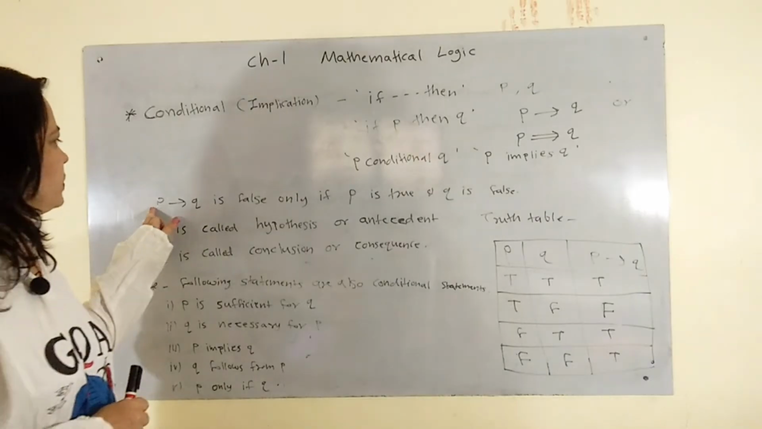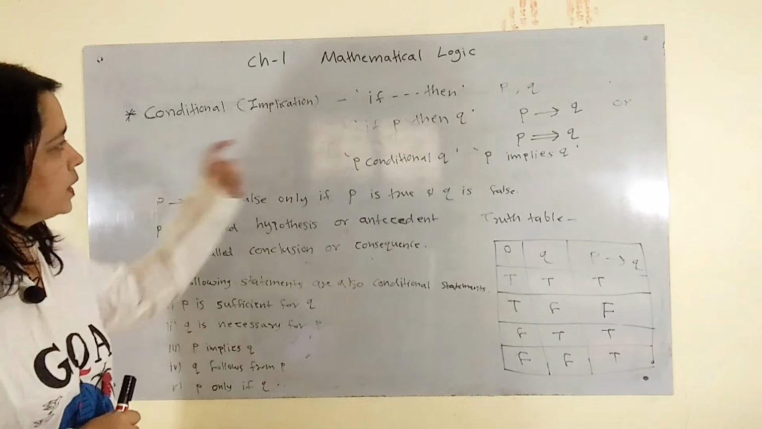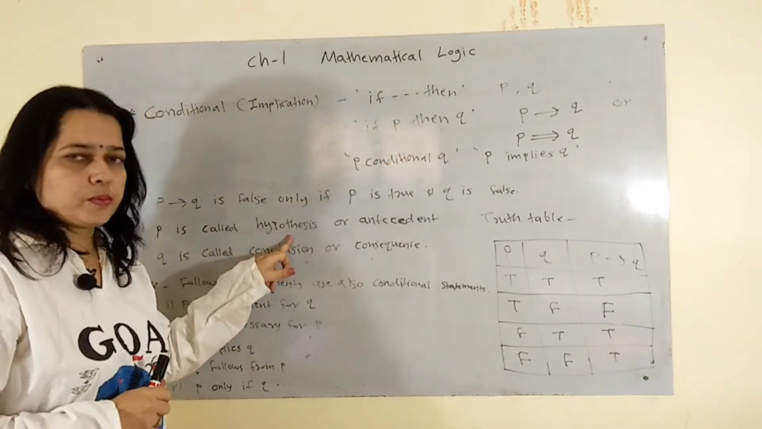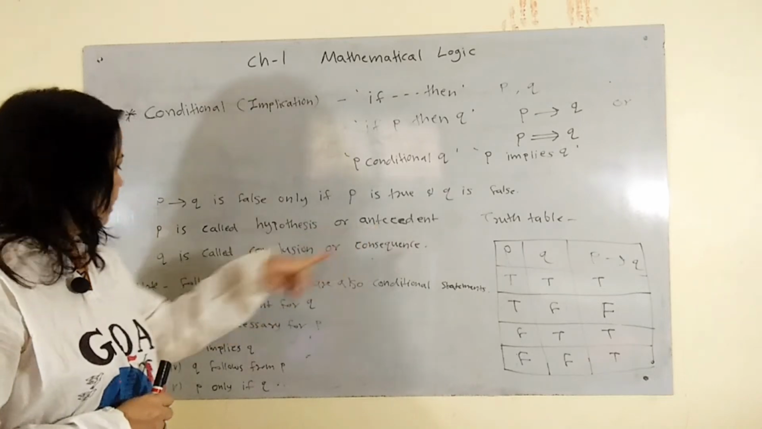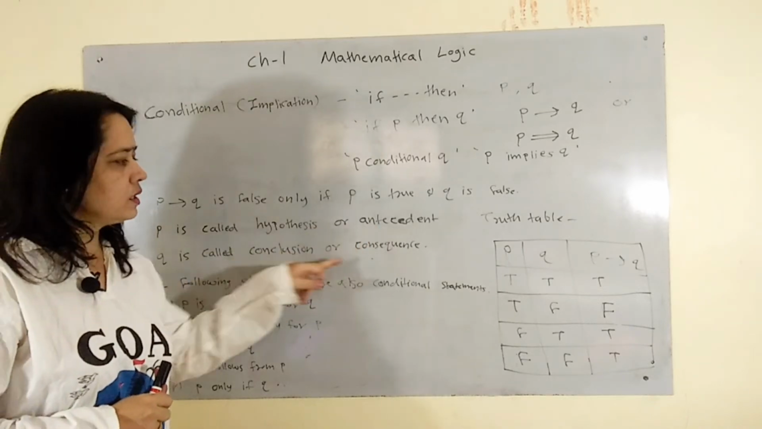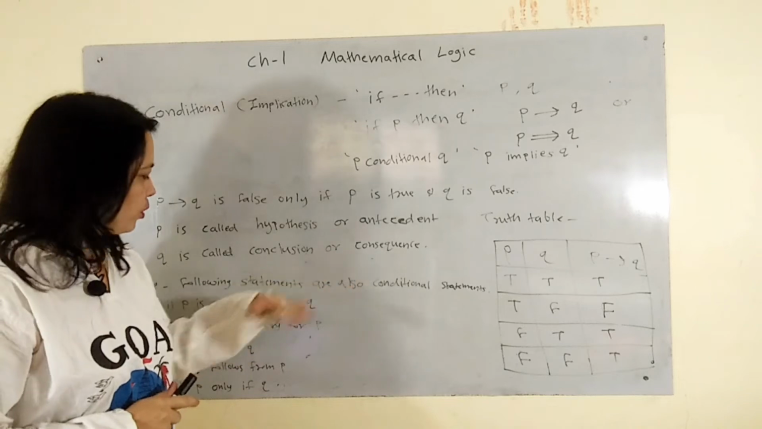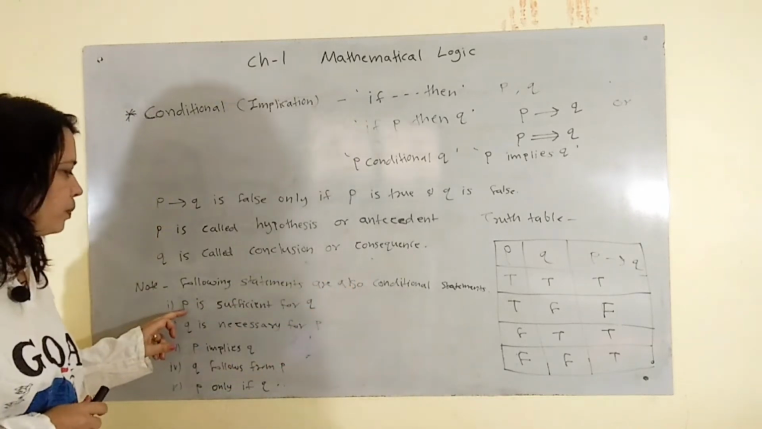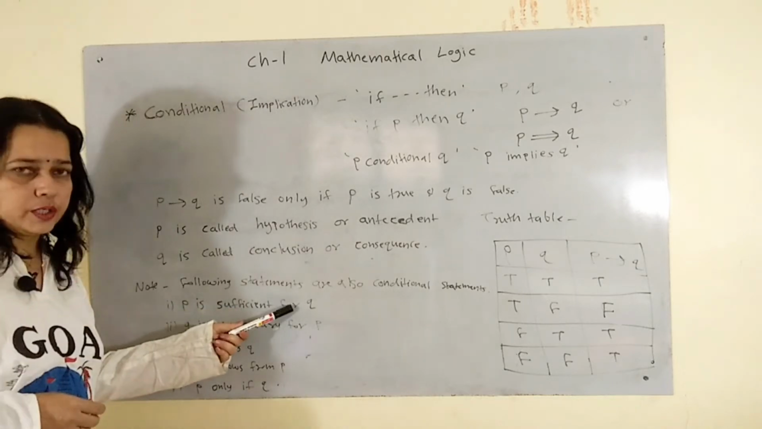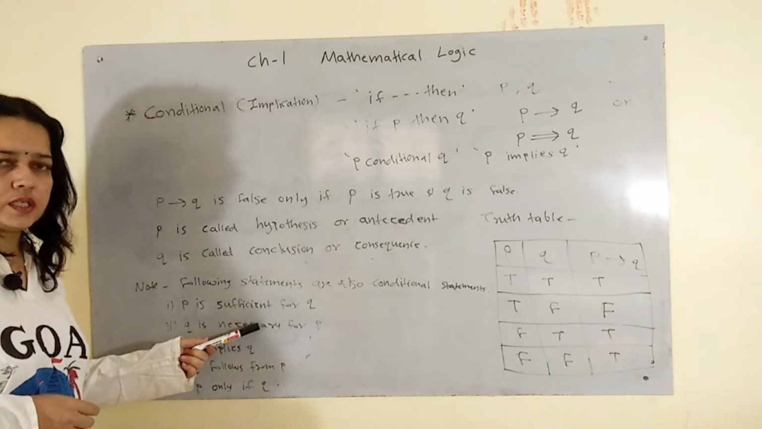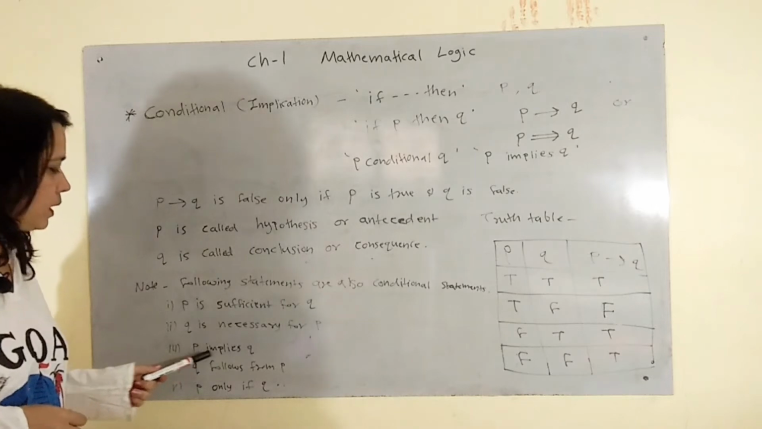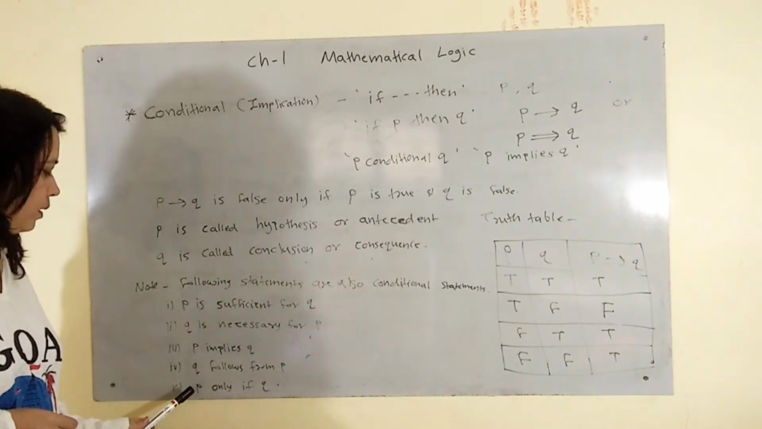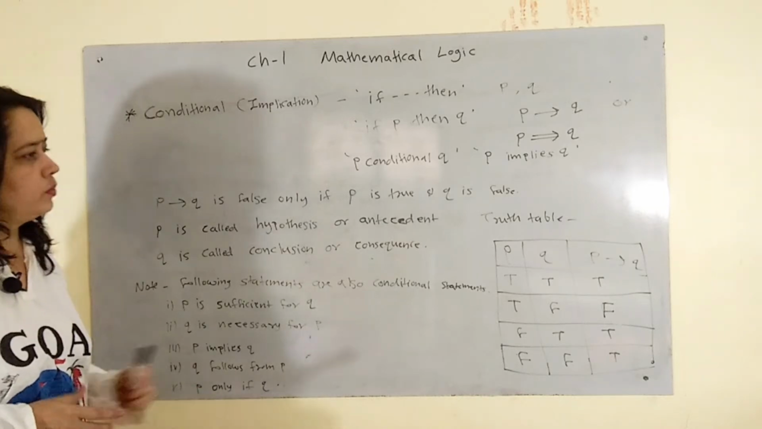In this case, P implies Q, here if P then Q. Therefore P is called the hypothesis or antecedent and Q is called the conclusion or consequence. And note that these are also conditional statements. First, P is sufficient for Q. Q is necessary for P. P implies Q. Q follows from P and P only if Q.